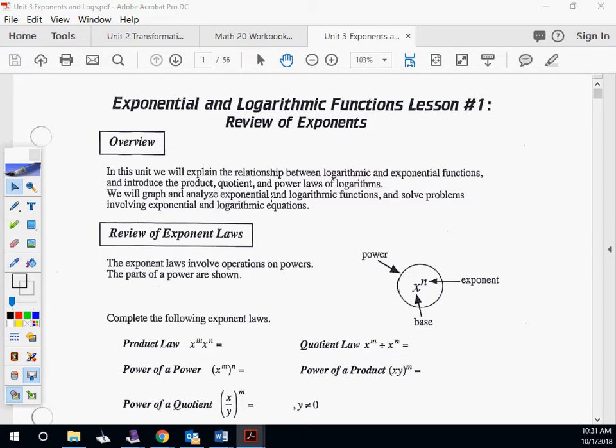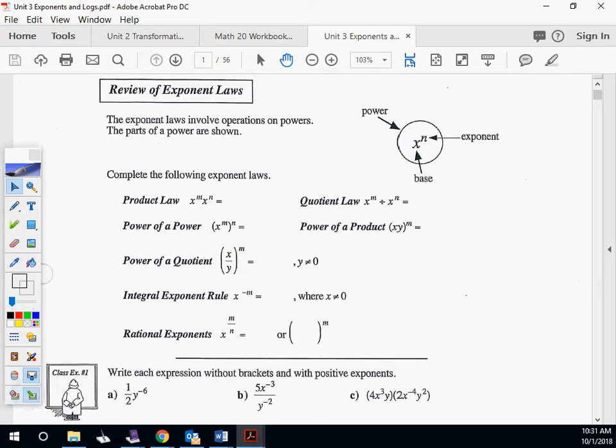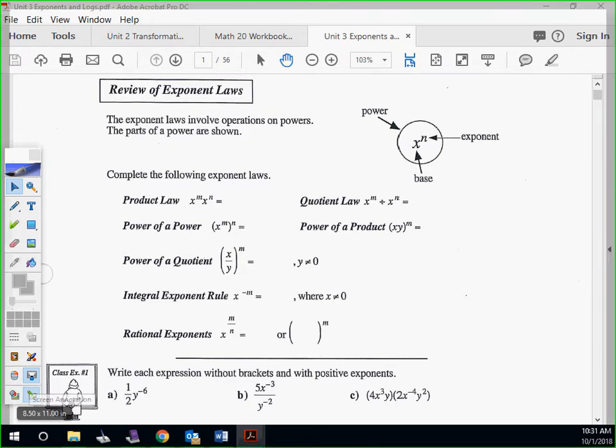Unit 3, Lesson 1, a review of exponents to get us ready for exponentials and log functions. So let's just review exponent laws. First thing is you have to know how to identify an exponent. You have a base, right there, and an exponent, and the whole thing is called a power. So a base with an exponent, that whole thing is called a power, just like with a radical, you have a radicand, an index, and the whole thing is called a radical.